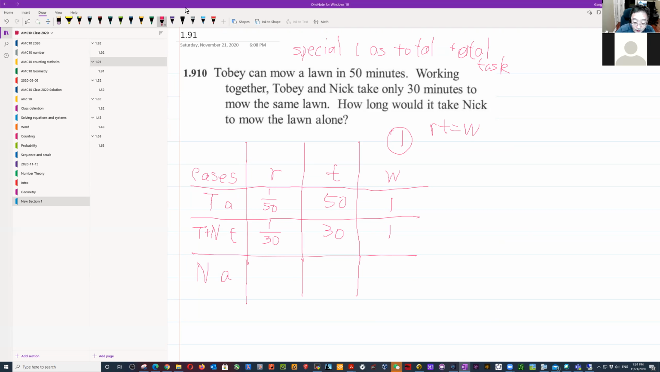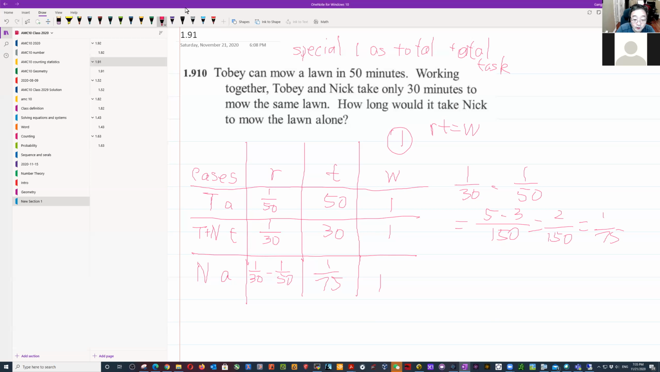So basically we do 1/30th minus 1/50th, and 150 is the LCD. So here we scale by 5 to get this, then we scale by 3 to here. So this is 2 over 150, equal to 1 over 75. This is still 1.